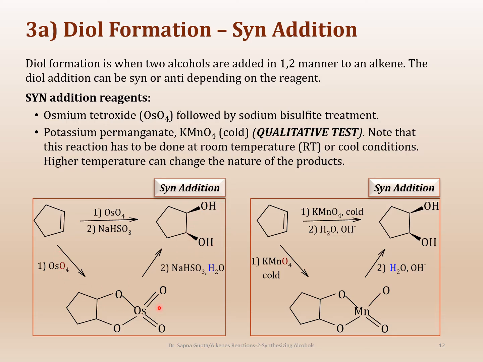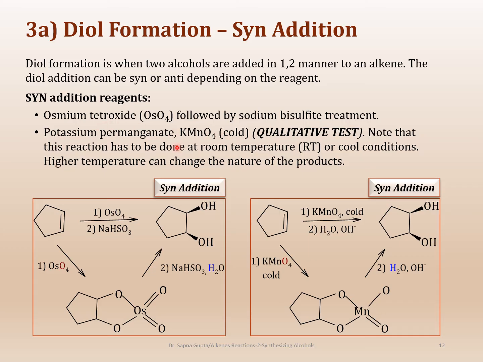So I've shown you a very brief mechanism as to why this is happening. When you have osmium with the 4 oxygens, the oxygens will attach onto the double bond on the same side. So once you're cleaving and getting rid of the osmium, whatever is remaining of it, the OH groups are then on the same side. So this is a syn addition.